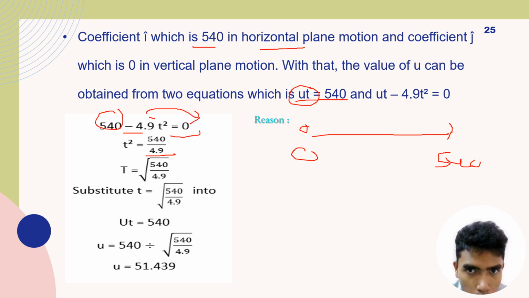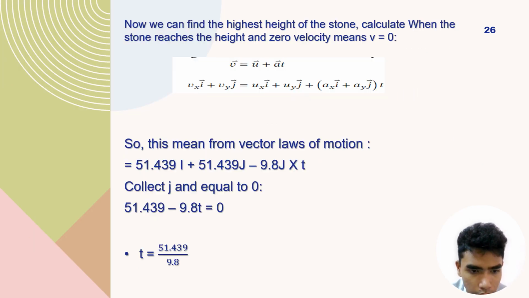After that, we take the square root of both sides to remove the square, and then we get t equal to the square root of 440 divided by 4.9. We substitute this into the equation to get the value of u, because t will be down here, and u will equal 451.439.